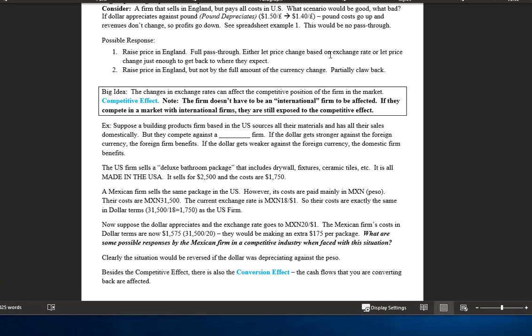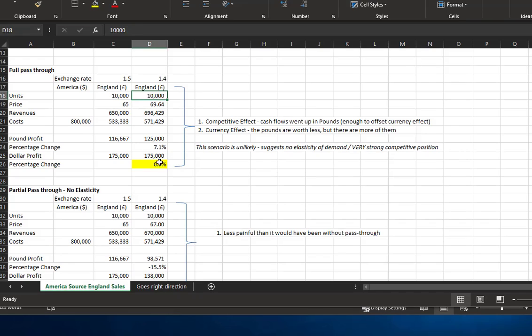Okay, we looked at the first example of a full pass-through. That's where you're changing the price just enough where you get back to exactly where you started. And again, in the spreadsheet sense, that's where we're trying to get these two numbers to be exactly the same. We're changing the price in such a way that these dollar profits have no effect, no change after everything is said and done.